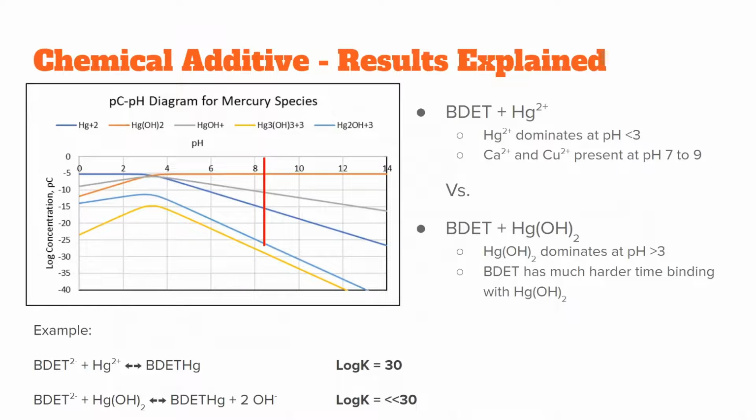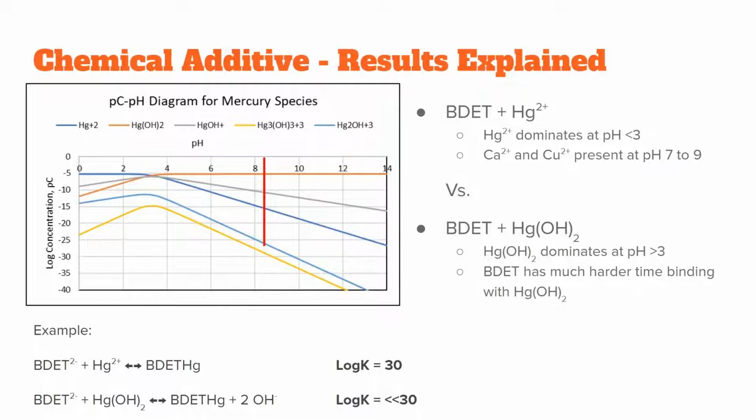Kind of an explanation for this is a pC-pH diagram. If you look at the topmost line of the graph, you'll notice from pH 3 and greater, that topmost line is orange, which represents HgOH2, and below pH 3, the most dominant form of mercury species is Hg2+. So, as is explained at the bottom here, when I set up the MINTEQ software, I was reacting BDET with Hg2+ and had a log K value of roughly 30 for that.